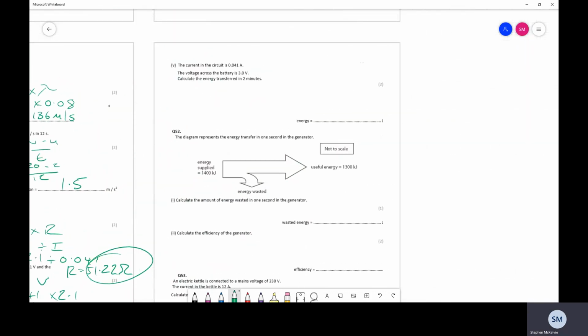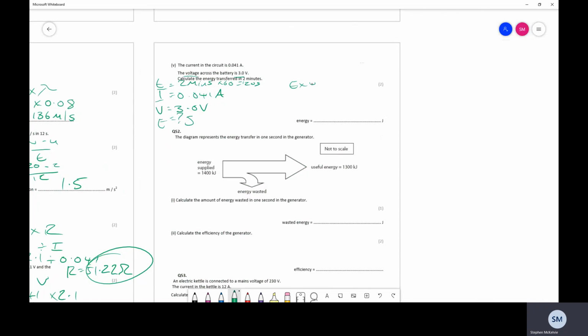The current in the circuit is 0.041 amps, like we've seen before. 3.00 volts is the voltage across the battery. Calculate the energy transferred in, I don't know how many joules, in 2 minutes. Look at that, sneaky. Not today. Times 60 is equal to 120 seconds.